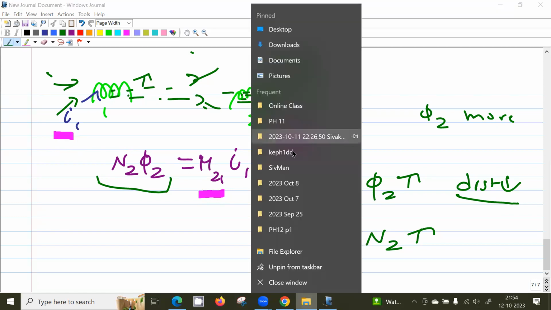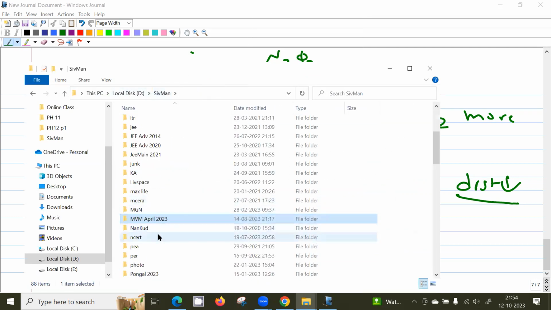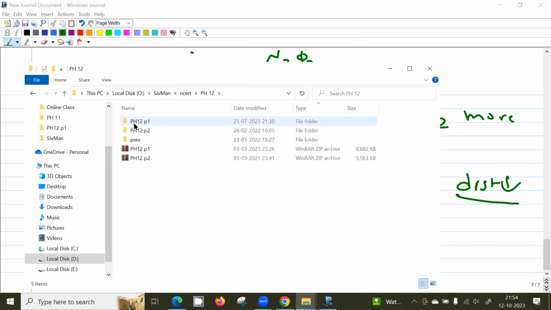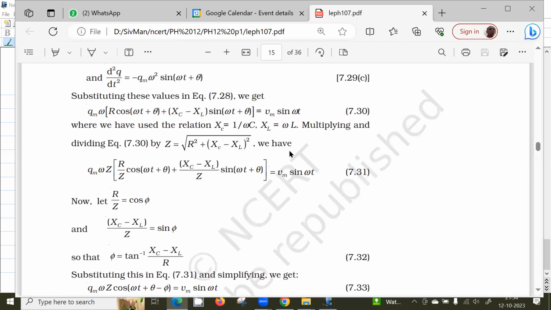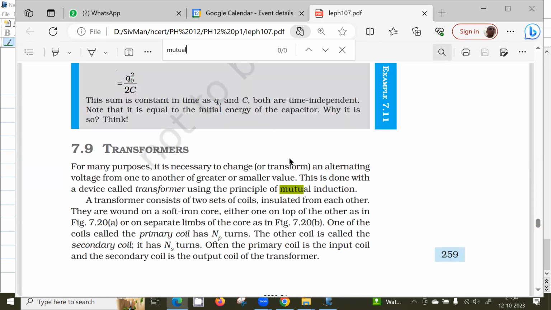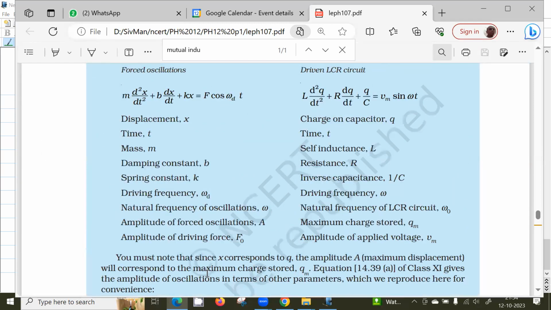It has got N1 and N2, right? Chapter number 7. Oh no, it's the EMI chapter. What is this chapter? Okay, it's the EMI chapter.